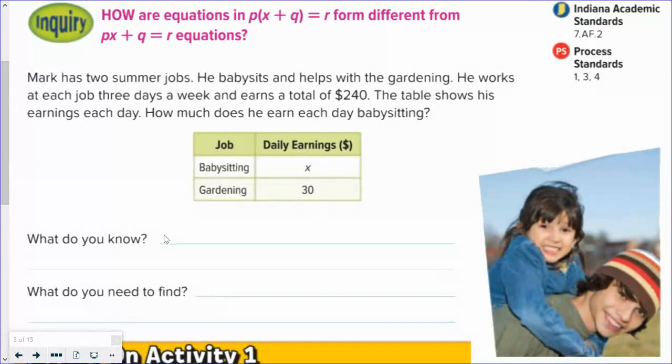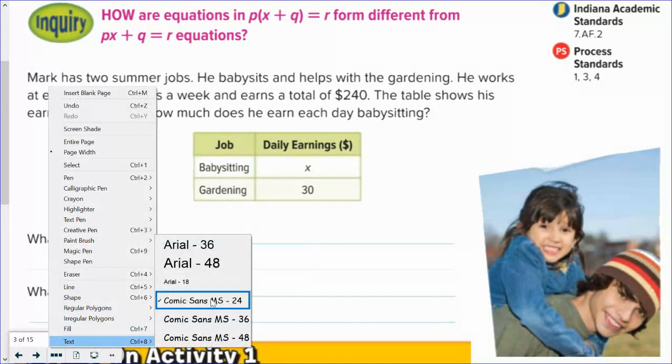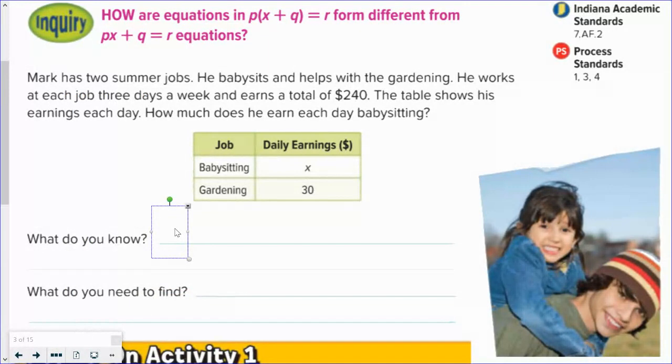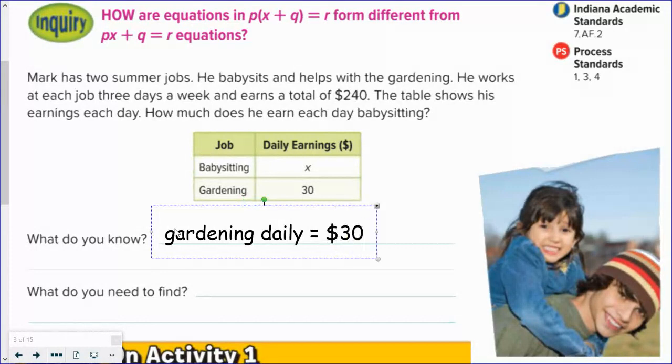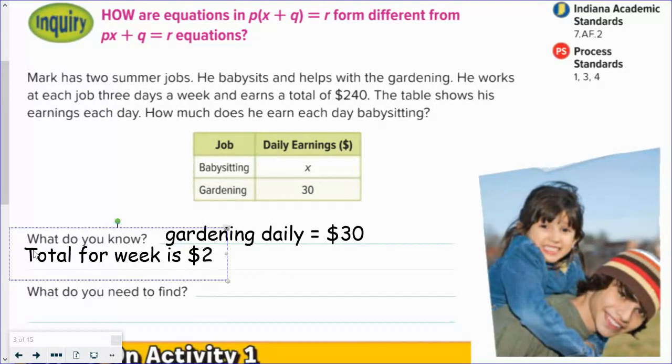Okay, so what do we know? We kind of just went over that. We know, let me get my text back, that gardening daily equals the $30. And we know total week is $240. And he works 3 days.